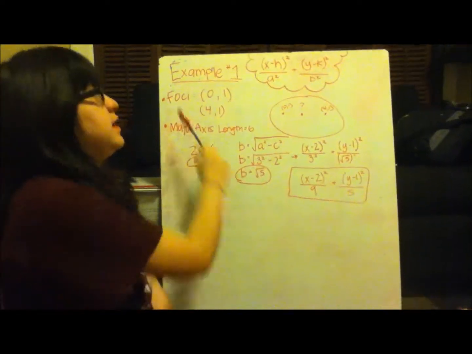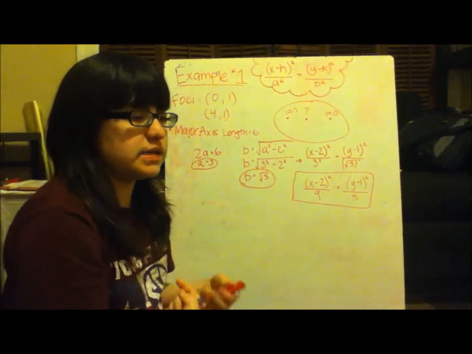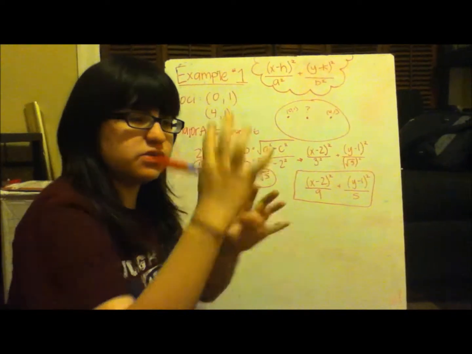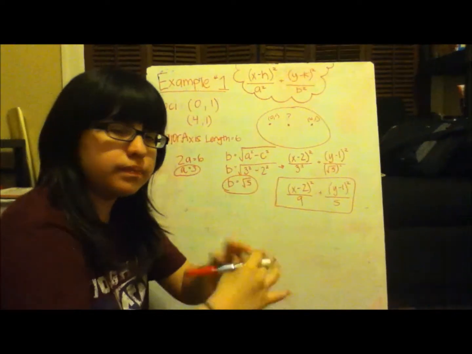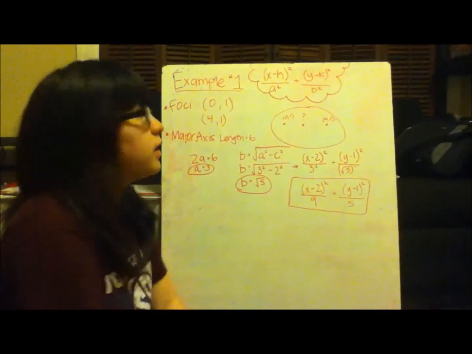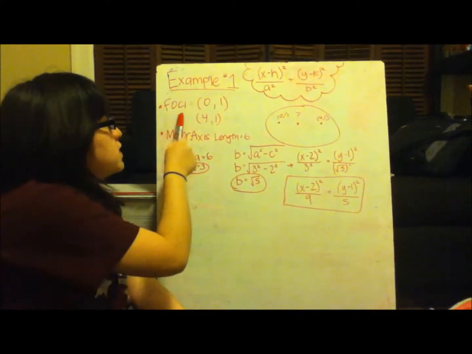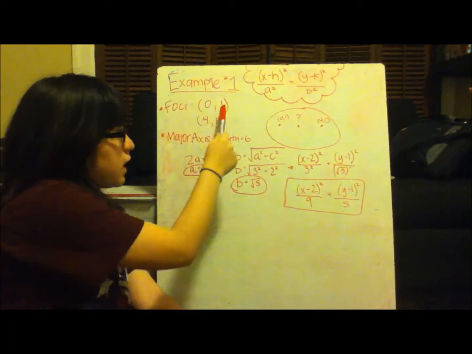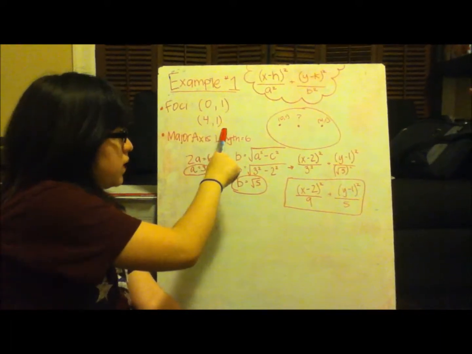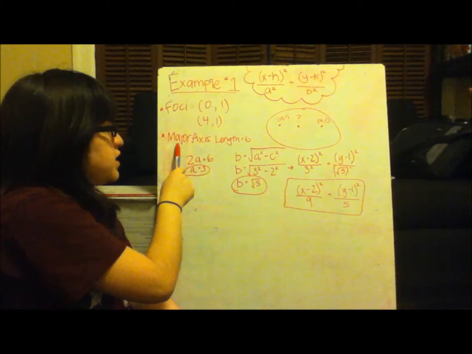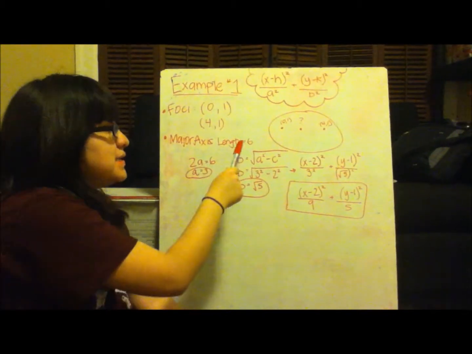So we'll start off with example 1, which is an easy to medium level problem. So yeah, we'll go ahead and start. The two kinds of information that they give you are the foci, which are located at points (0, 1) and (4, 1). And then they also tell you that the length of the major axis is 6.